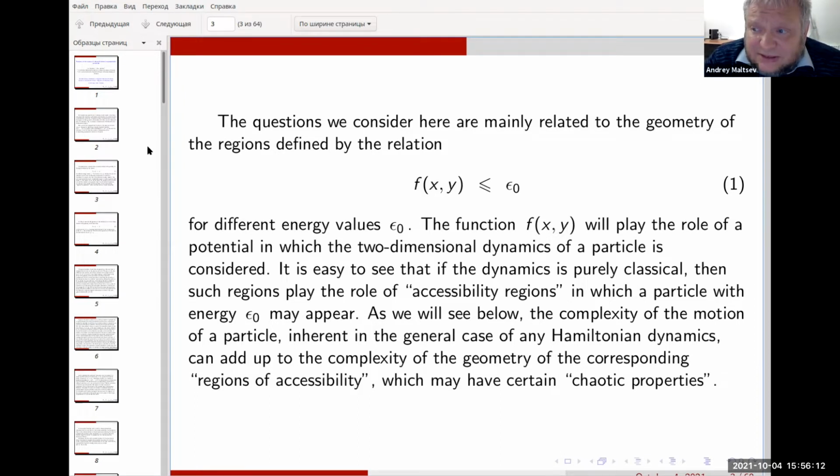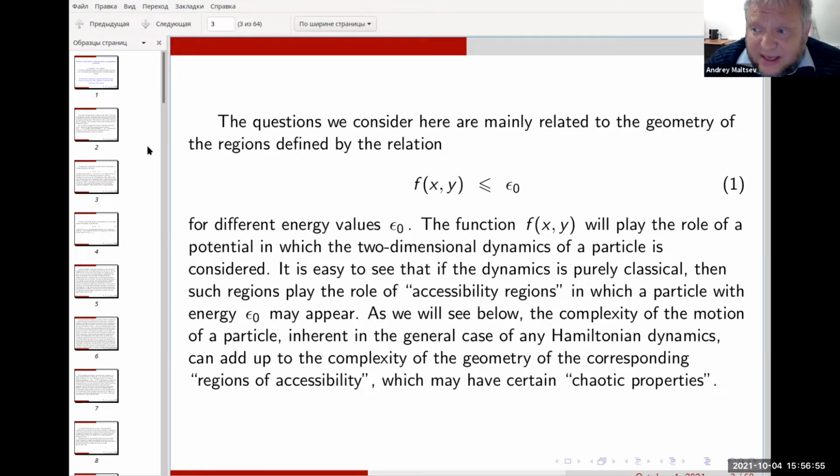Since we are going to consider the atom's motion in such potentials, a very important role will be played by the geometry of the accessibility regions for such atoms. This means that if the atom has an energy epsilon 0, then the accessibility region is given just by an equality 1. So it can move everywhere where its potential energy does not exceed epsilon 0. The geometry of such regions is very important, and it is very interesting for quasi-periodic potentials, and actually rather non-trivial.